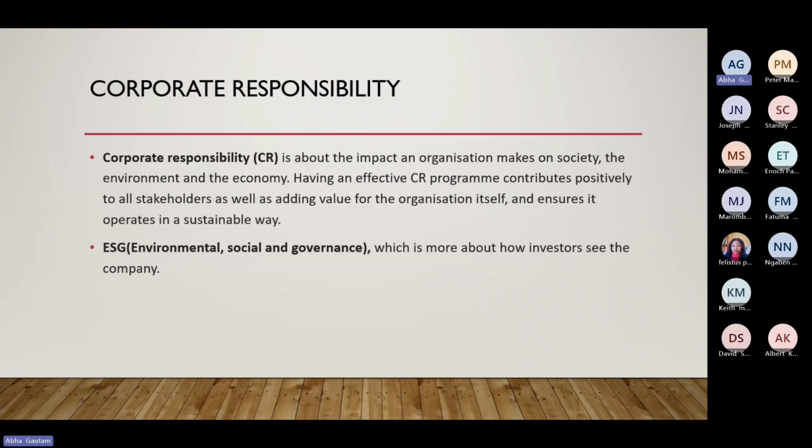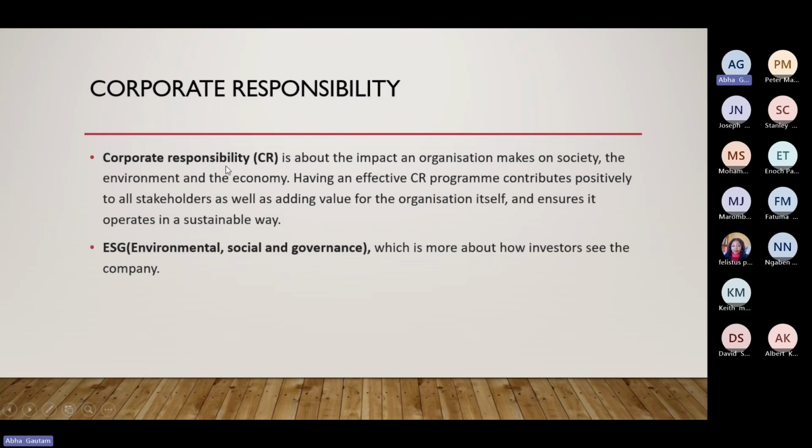Okay. So now sometimes people ask, madam, we have corporate responsibility in which we are talking about society, environment, and economy. Can't we say that this is the same as ESG, which is the environmental, social, and governance aspect of the business? No, these two are two different things.